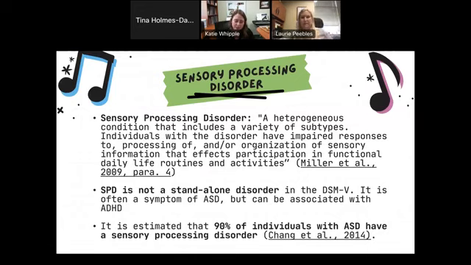So I feel like it's important to mention this when we're talking about individuals with autism, because you'll notice the very last bottom bullet point, it's estimated that 90% of individuals with autism have a sensory processing disorder. That's a lot. That's a really big percentage. So chances are that you're going to have an individual who has some type of sensory dysregulation, and it may not be with sound, it could be with something else.